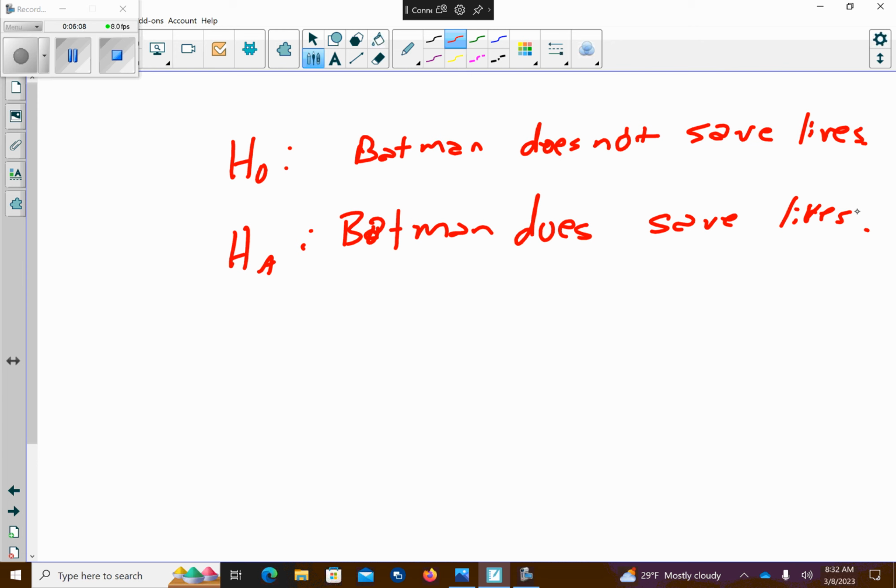Example 3 says, let's assume that we are studying whether a daily aspirin in older people reduces the risk of heart attack.